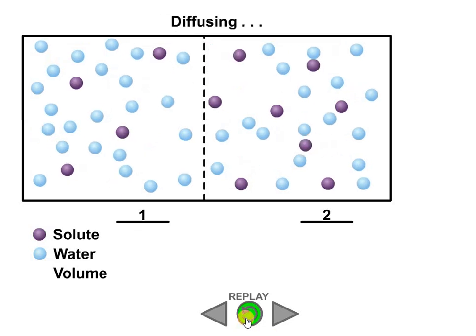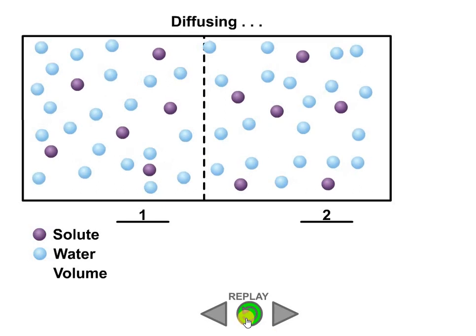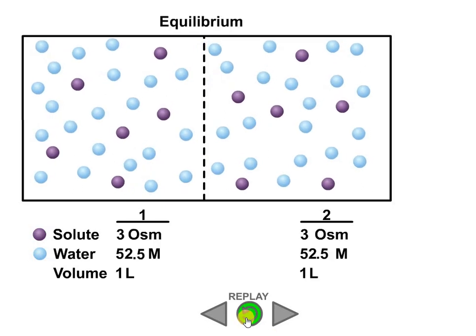Kung makikita nyo kanina, ulitin natin. 2 yung nag-transfer para magkaroon ng same amount or same na bilang yung solute. So, 1, 2, 3, 4, 5, 6. 1, 2, 3, 4, 5, 6. Pareho ng 6, equal na yung concentration ng solute.